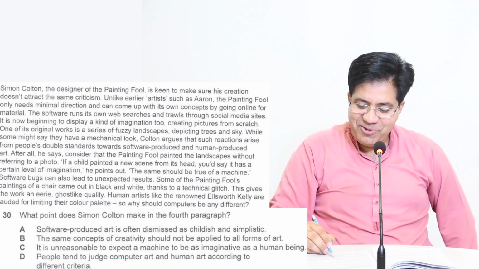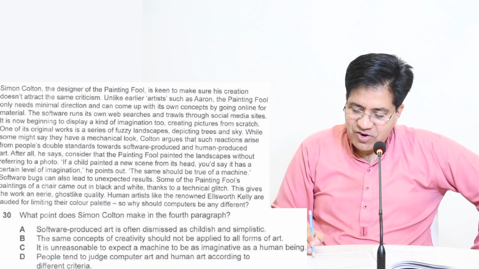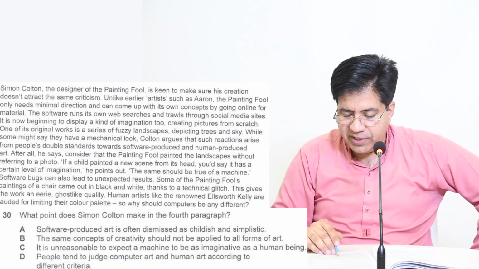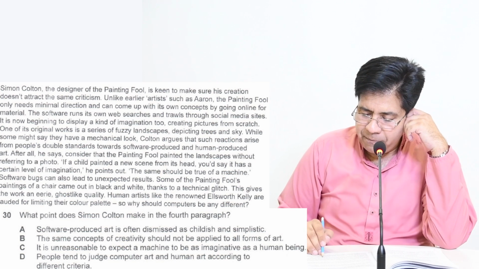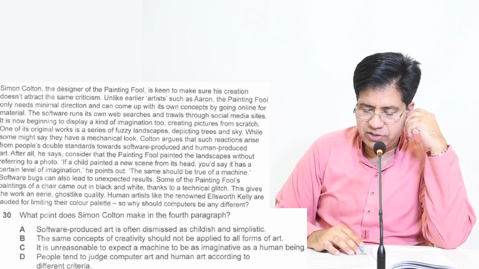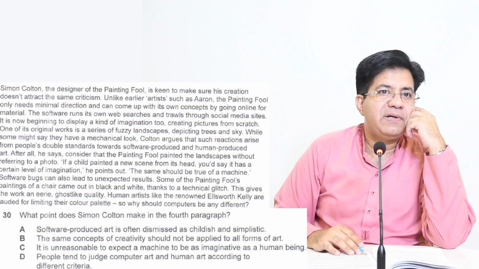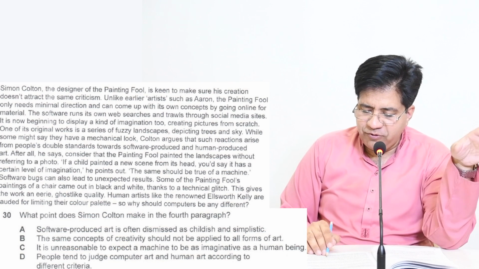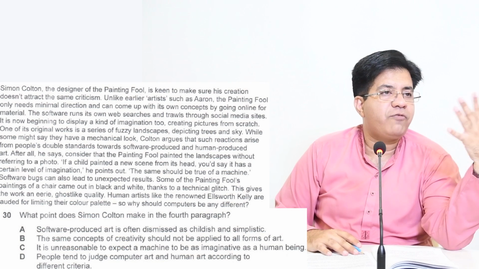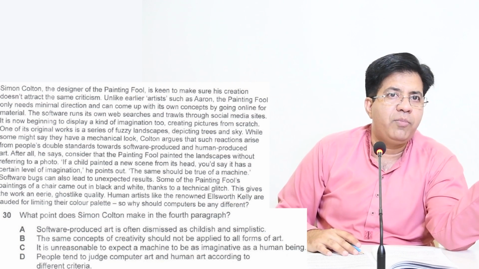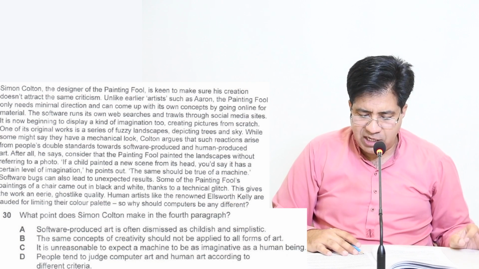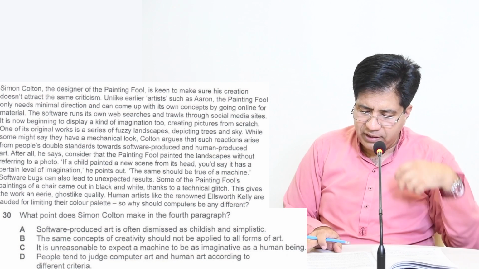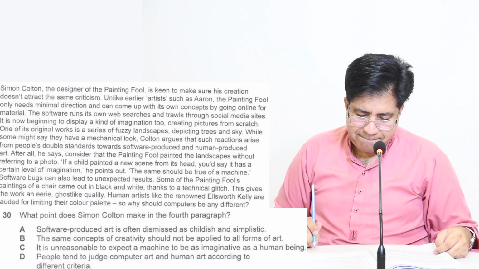Colton argues that such reactions arise from people's double standards toward software produced and human produced art. What does he argue? People's double standards towards software produced and human produced art. Software produced means by computer, by robot, and human produced means made by human. After all, he says, consider that the painting fool painted and all that. Anyways, let's come back.